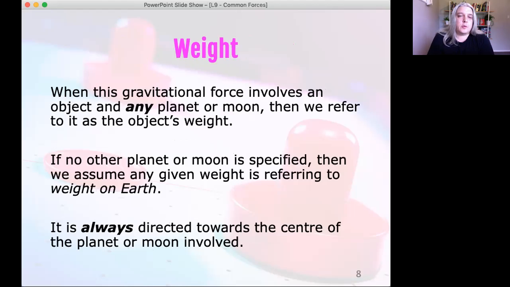So when this gravitational force involves any object and any planet or moon, then we refer to it as the object's weight. That means we can talk about something's weight on the moon or on Mars, and it'll be different to that object's weight here on Earth. If we don't specify the location, if we just say an object's weight in our scenario, then we assume it's talking about weight on Earth. So weight on Earth is the default. If you are talking about the weight in a different location, then you need to specify that. It's always directed towards the center of the planet or the moon involved.